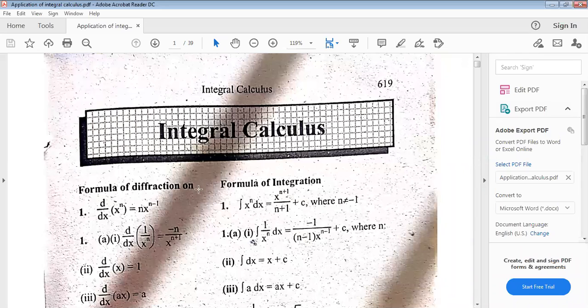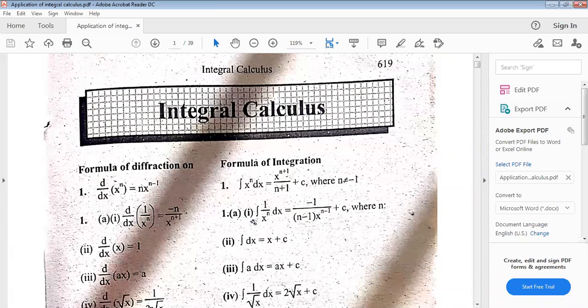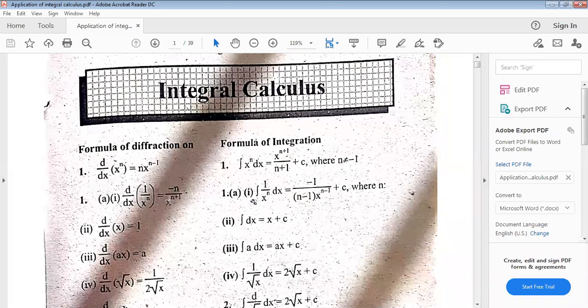Okay, today we will discuss the application of integral calculus in business and economics. First of all, we'll try to understand the main concept of integral calculus. You have studied integral calculus in the previous semester.